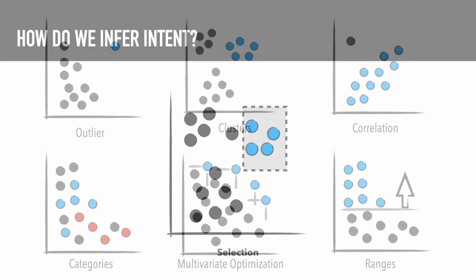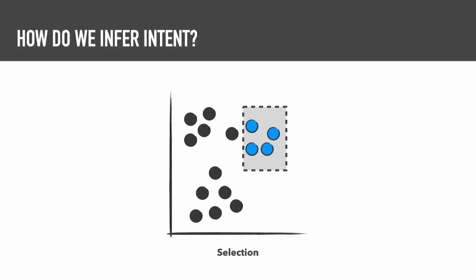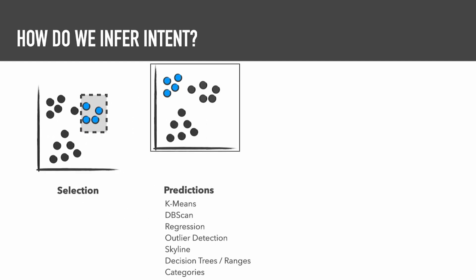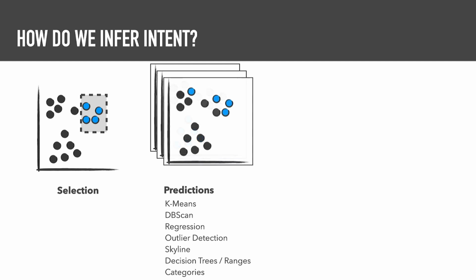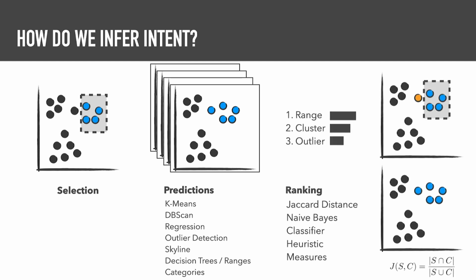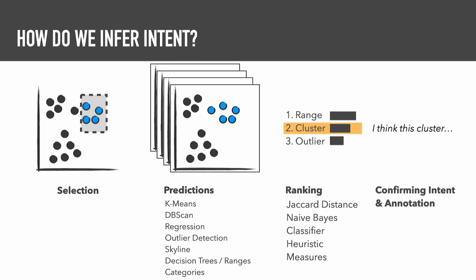So how do we infer intent? First, a user selects items in a dataset. We then calculate a large number of patterns using a variety of algorithms, such as k-means, DBSCAN, outlier detection, and so on. We compare each prediction to the selection using different similarity metrics and rank them. Finally, an analyst can select a prediction that matches their actual intent and add annotations.